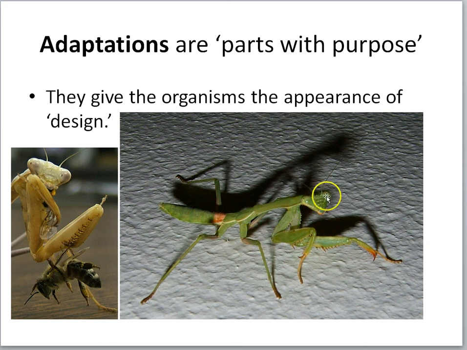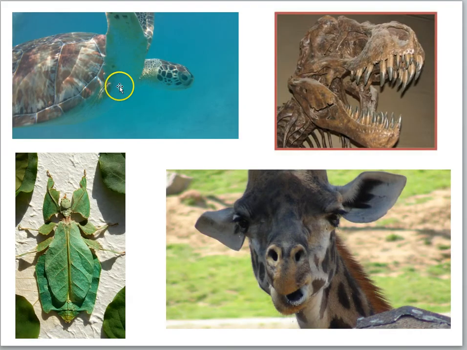The mantis has big eyes. It's got a neck, which is uncharacteristic of insects, can fly. It's got all kinds of adaptations that help it survive and reproduce. The sea turtle has the shell. The T-Rex, of course, had a bunch of teeth here to rip flesh. The giraffe has the long neck. This insect, the leaf insect, is well camouflaged in its environment. These would all be examples of adaptations. These are features of creatures that help them survive and reproduce in the wild.